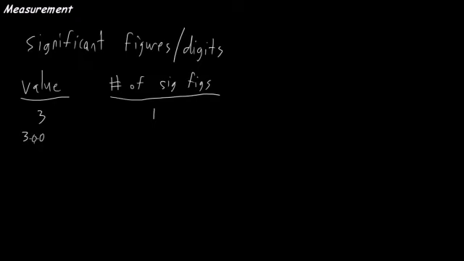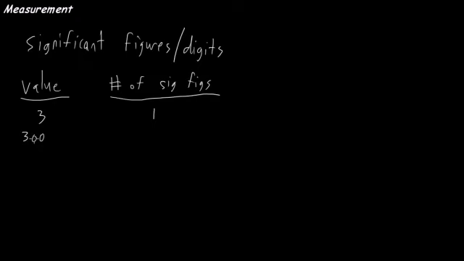Now let's go the other direction. If I have a value of 0.3, this 0 is not doing anything except holding a place. So this is only one significant figure. If I said 0.30, the 0 doesn't have to be there. It's not holding a place. So I have 2 sig figs in 0.30. If I have 0.03, I only have 1 because that 0 is a placeholder.